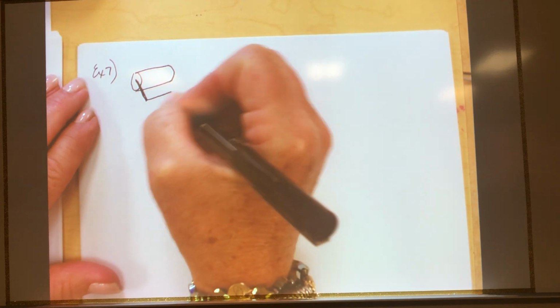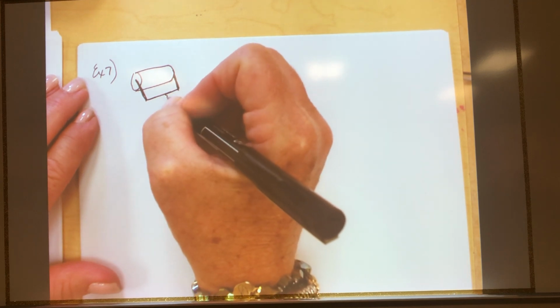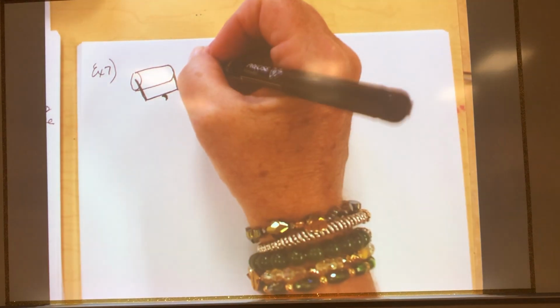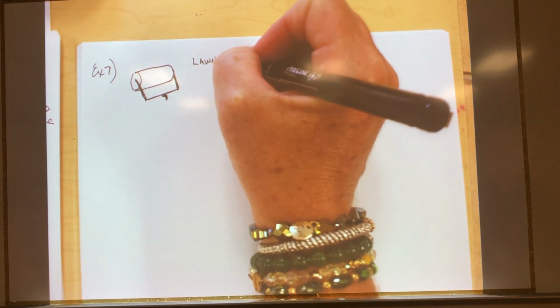It's a steam roller. Paper towels. Paper towel. No, it's definitely a steam roller. No, it's a paper roller. Okay, so it's a lawn roller. It looks like a toilet paper roll. Definitely a lawn roller.